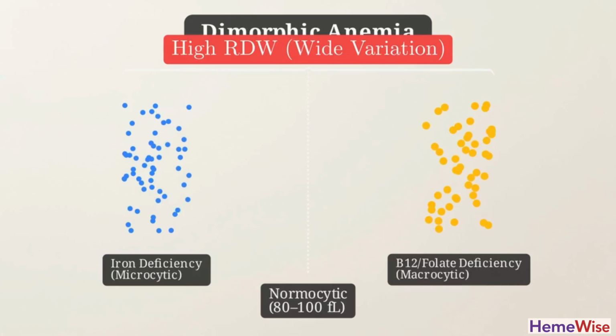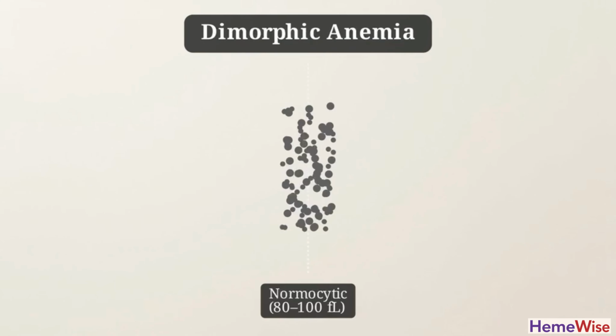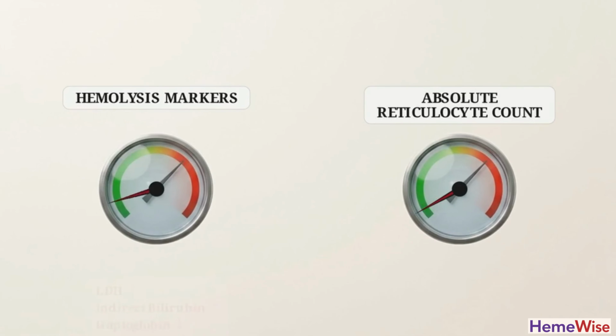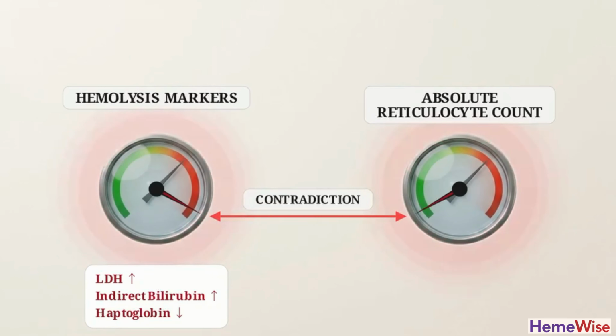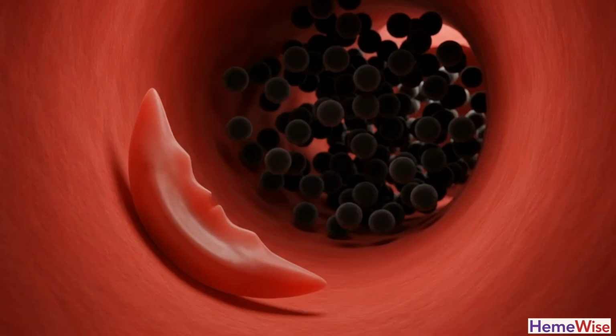Concurrent iron and B12 deficiencies pull cell sizes in opposite directions. The microcytes and macrocytes average each other out, collapsing into a deceptive, false normocytic reading. Another major contradiction occurs when clear biochemical markers of hemolysis present alongside a near-zero reticulocyte count. This hemolysis reticulocytopenia paradox always indicates a secondary marrow failure overriding the hemolytic response. A classic example is a parvovirus infection, halting red cell production during a sickle cell crisis.